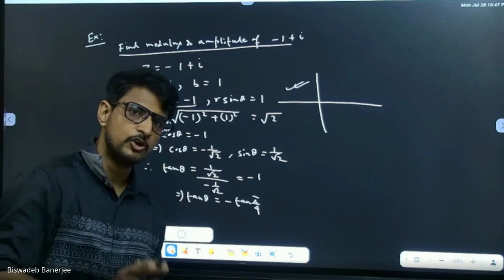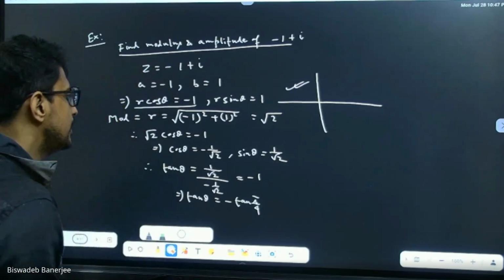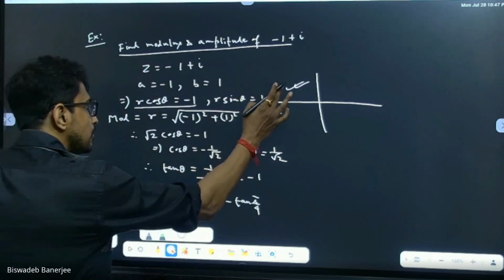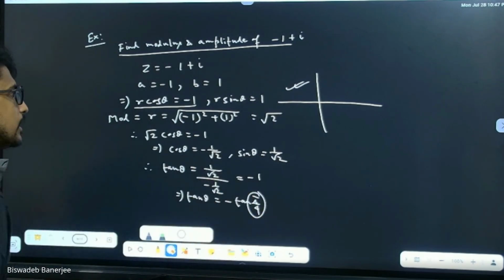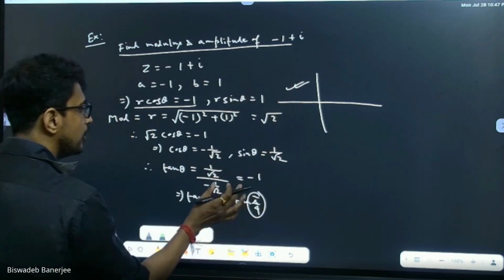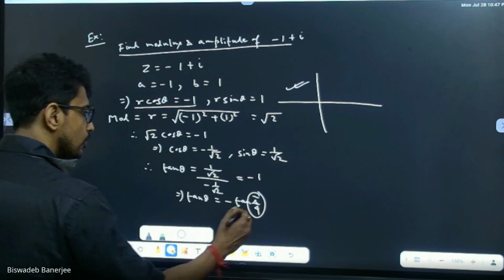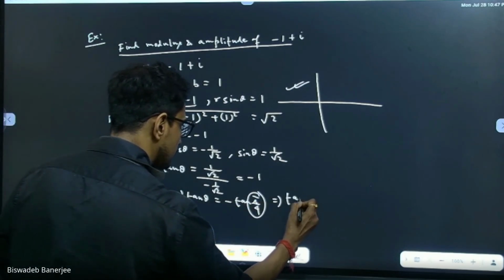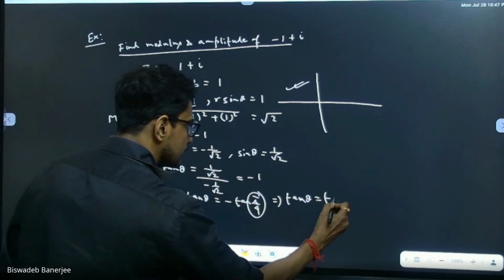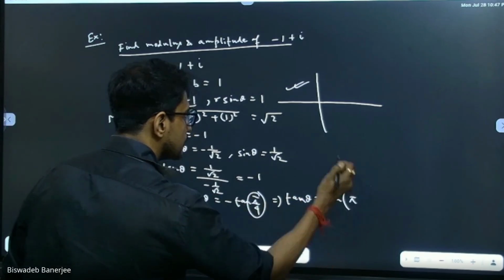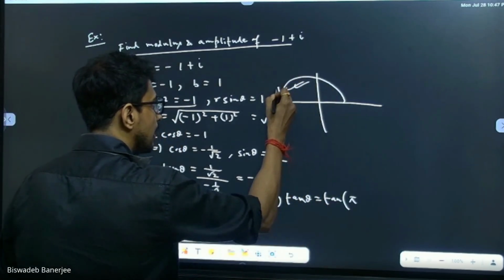Now go to my video on allied angles. See that we have to consider the second quadrant and my angle is pi by 4. So how can we do that? We have to consider the second quadrant and my angle is pi by 4. So we can write tan theta is equal to tan of pi minus pi by 4.